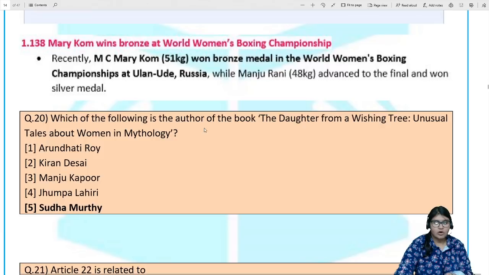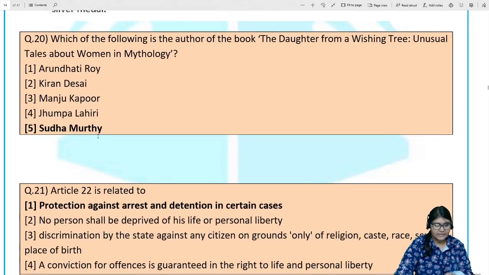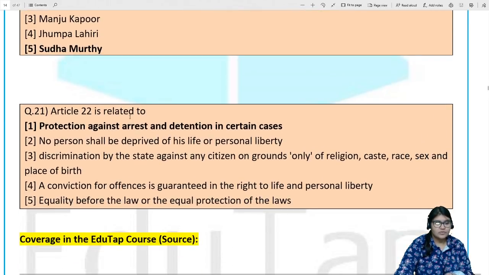Okay. Next, the 20th question. Which of the following is the author of the book, The Daughter from a Wishing Tree, Unusual Tales About Women in Mythology? The answer is Sudha Murthy. Next, Article 22 is related to what? The answer is protection against arrest and detention in certain cases.